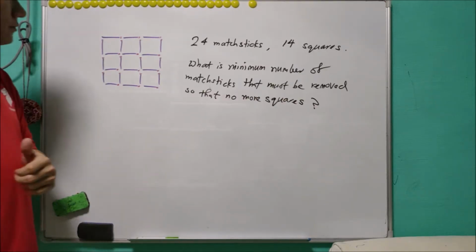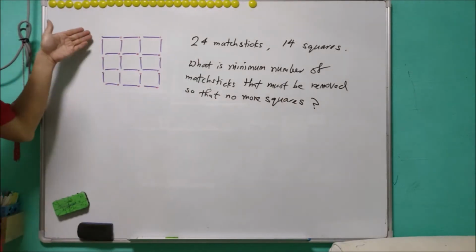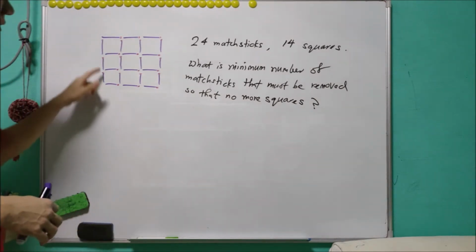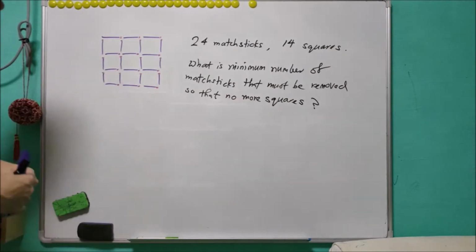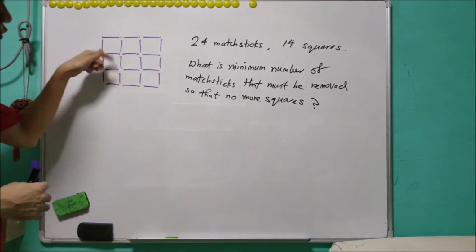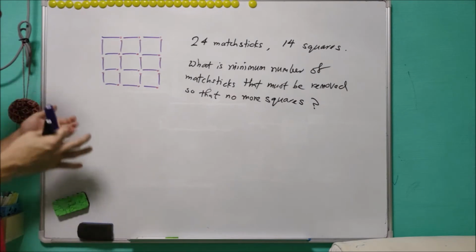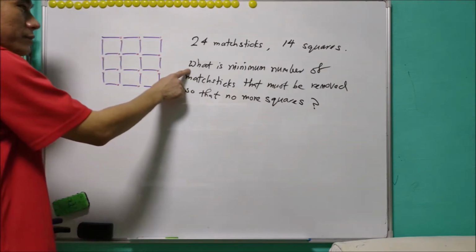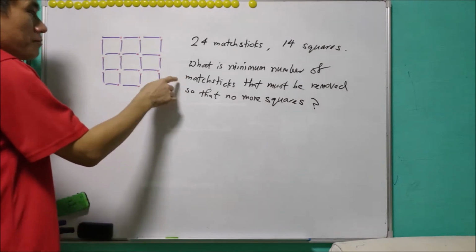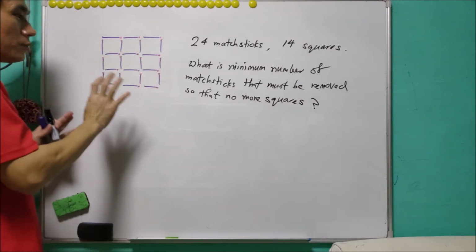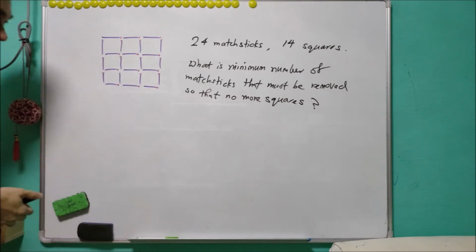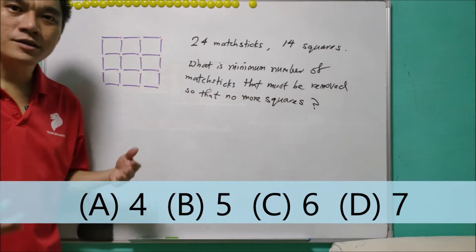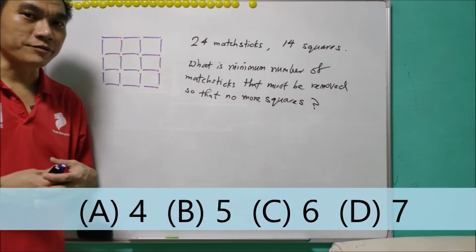For today's question, we have 24 matchsticks that can form altogether 14 squares. They are 9 1 by 1 squares, 4 2 by 2 squares, and 1 3 by 3 square. Now the question asks, what is the minimum number of matchsticks that must be removed so that no more squares remain in the diagram? And the options are A 4, B 5, C 6, and D 7. What do you think?